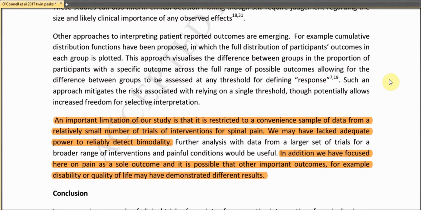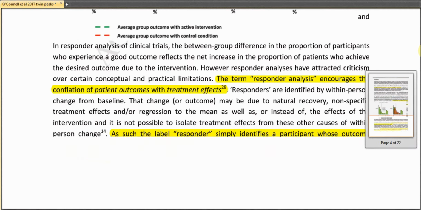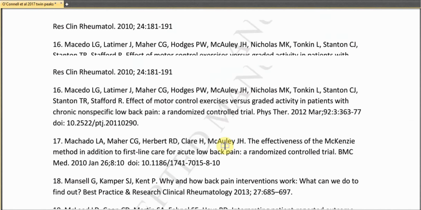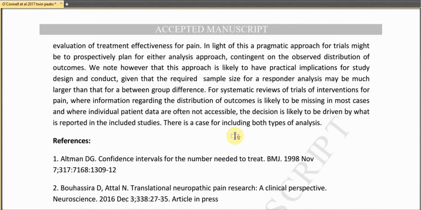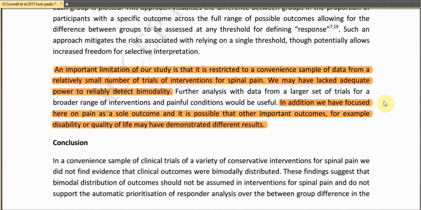It's not appropriate. They are really honest about the limitations of their studies, finally. So they say that it's from a convenient sample of data, and there could have been a type 2 error, so maybe there was stuff there that they missed because they only had 10 trials to work with, although I think it was up to, I can't remember the number, 2,000 and something patients. And what do they finish off with saying? That they've only focused on pain as an outcome, so it would be really interesting to see if disability or quality of life, which arguably are actually more important than pain, would have had a bimodal distribution as well.